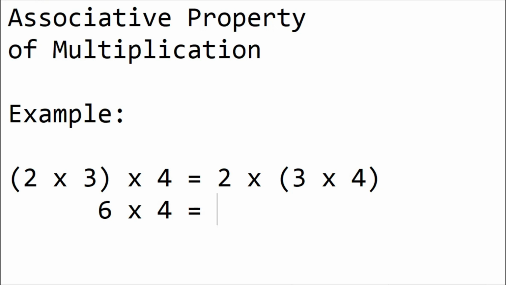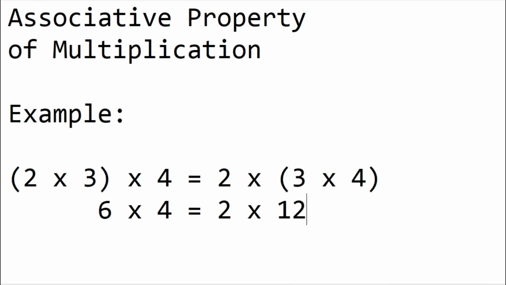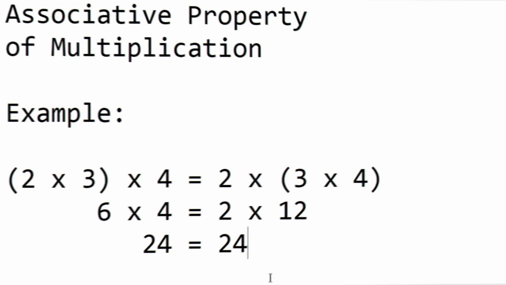equals 2 times yung grupo ng 3 times 4 is equals to 12. Okay, to simplify further, meron tayong 6 times 4 is equals to 24. Then, sa kabila naman, 2 times 12 is also 24. So, yan guys, ang halimbawa ng associative property of multiplication.